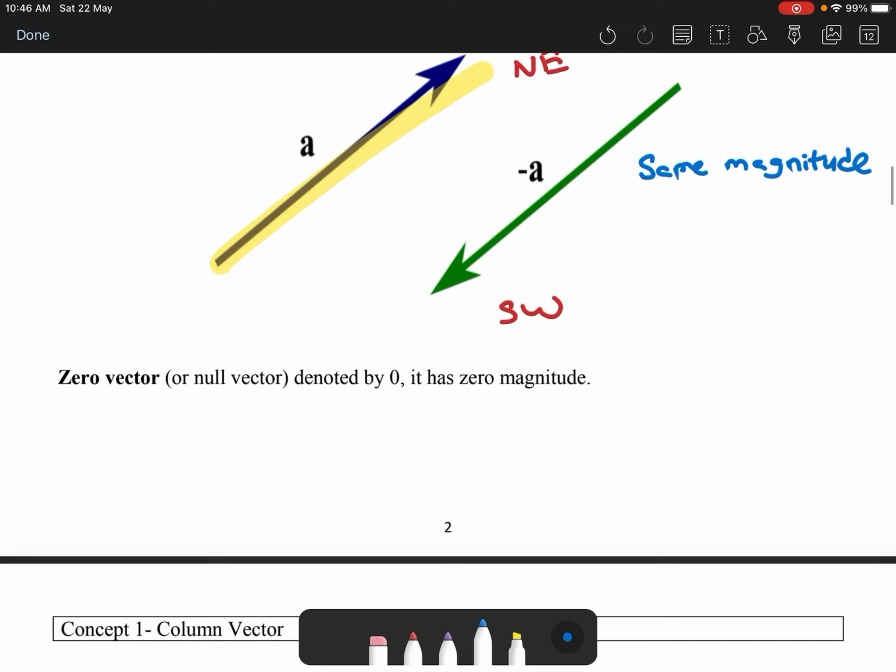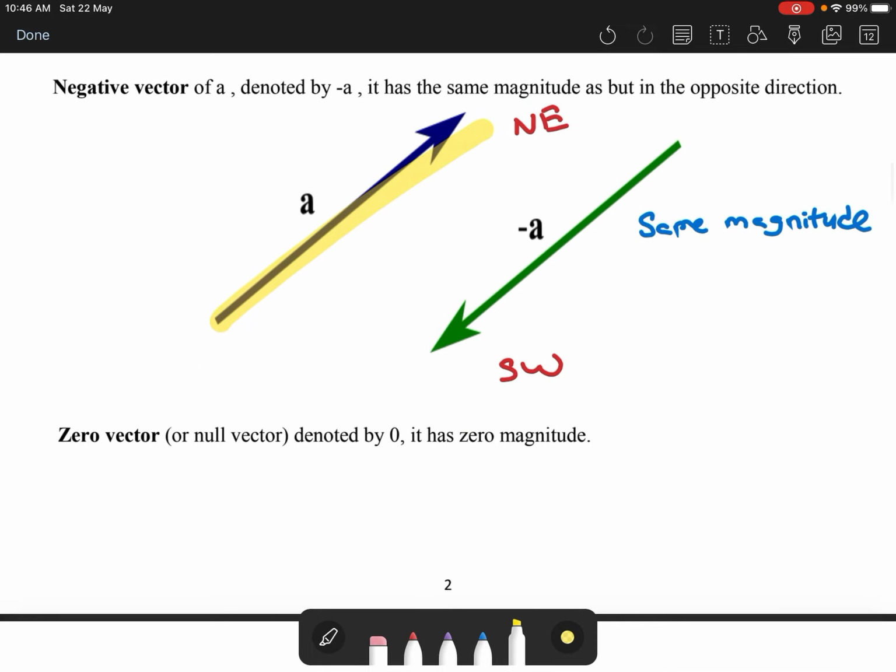Okay, last but not least is the zero vector. As you see this word zero. Zero means there's nothing. Zero, so it's just a dot without any magnitude or direction.